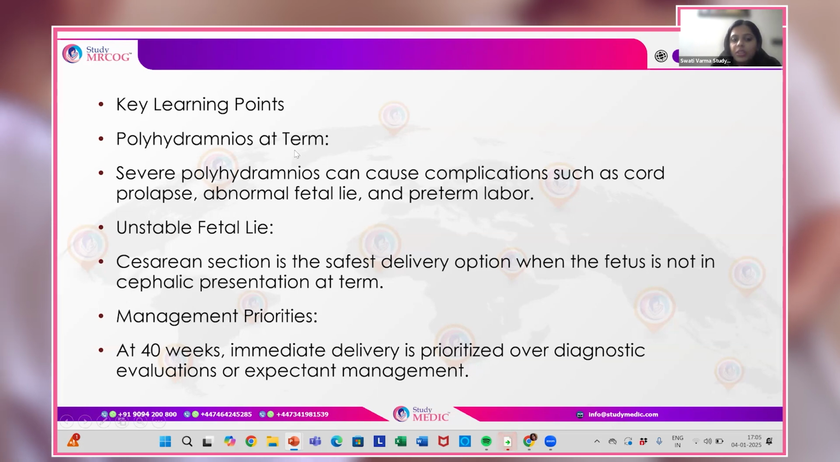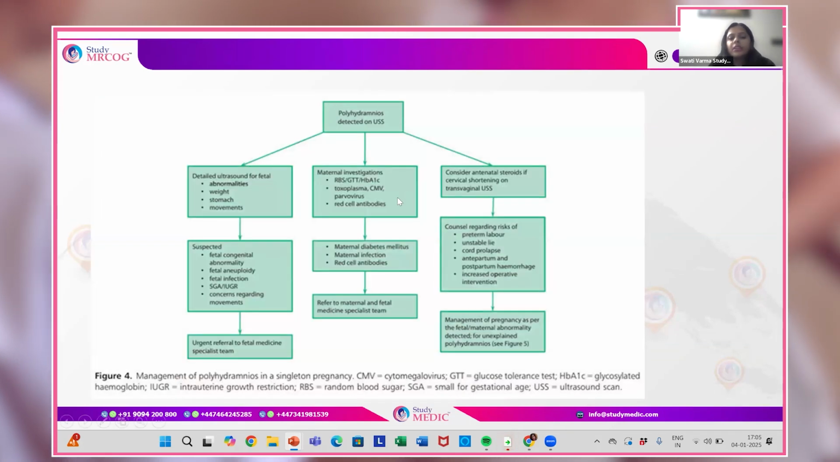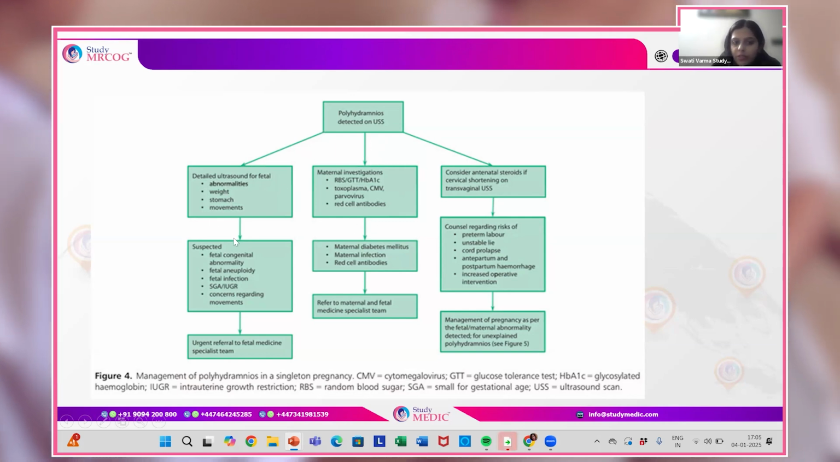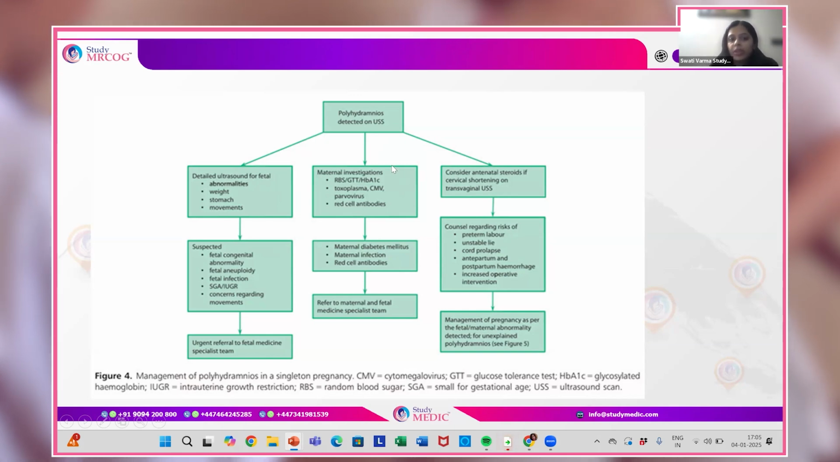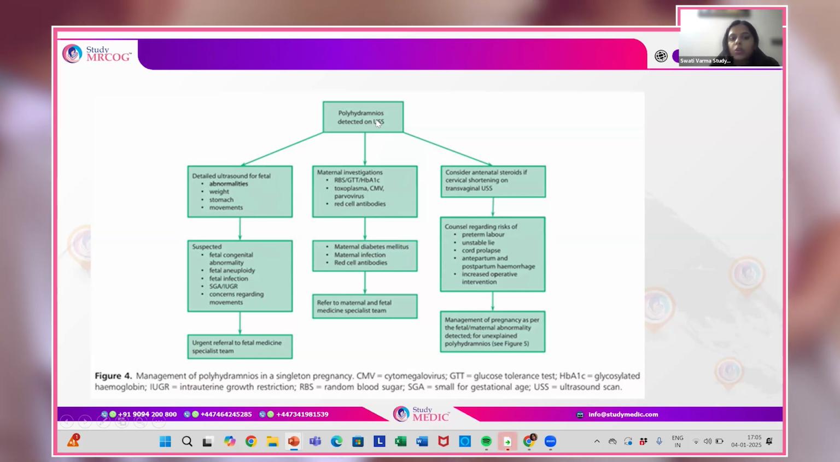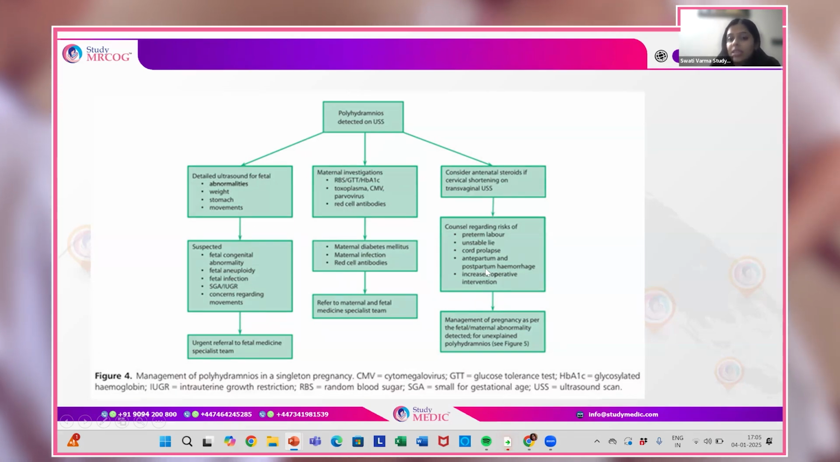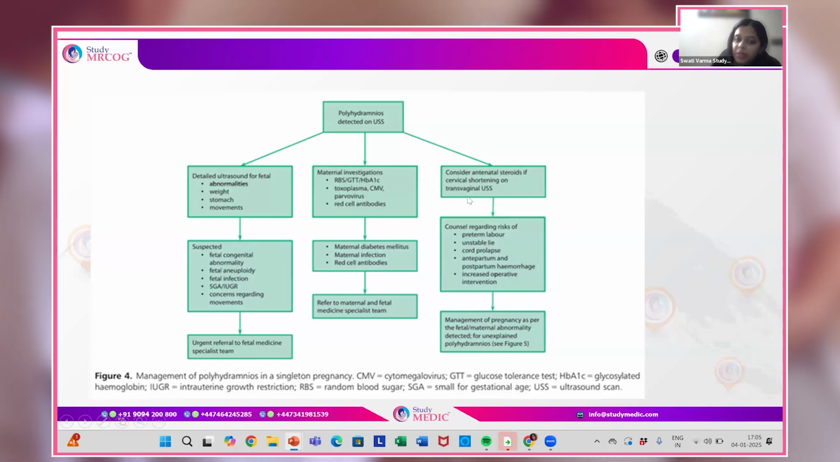All right, so here the key learning points are these. There is a table that I have added for information: whenever polyhydramnios is detected on ultrasound, what should be the approach? Detailed ultrasound for fetal abnormalities. This is especially if it is found at earlier gestational ages, not at term. You should do a detailed ultrasound, do maternal investigations, and consider antenatal steroids if she is at risk of preterm labor.